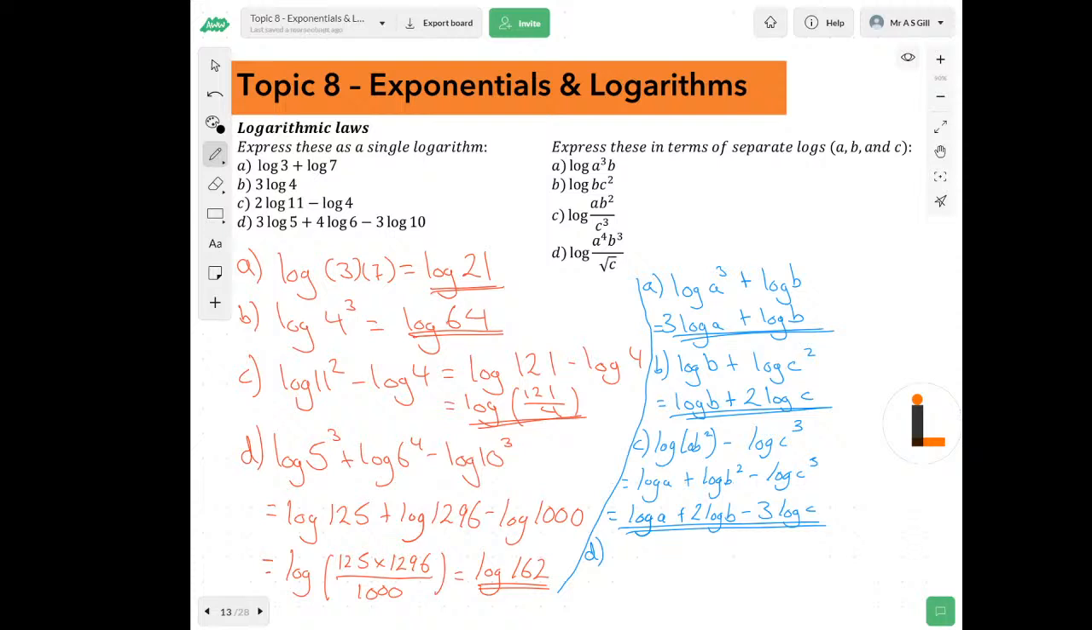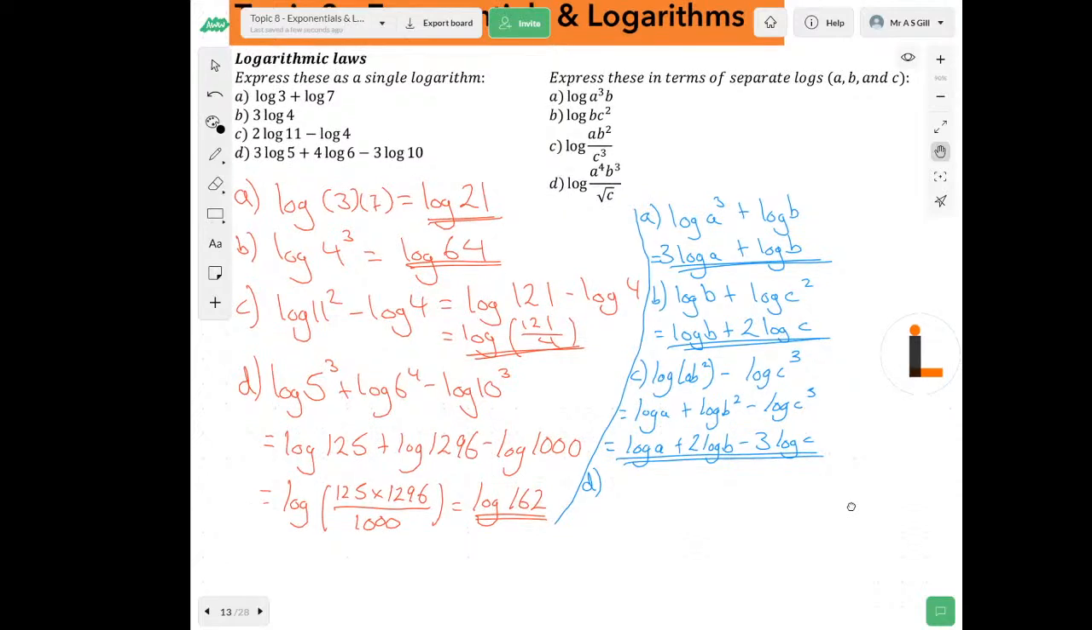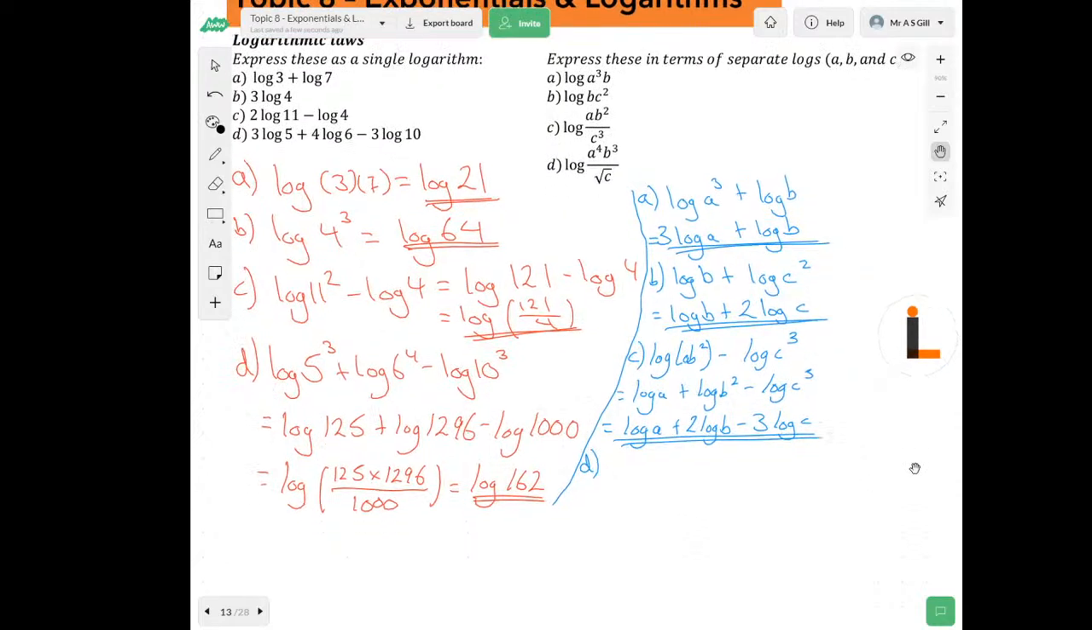And then lastly, question D, sorry, not log D, question D will follow a similar pattern to question C. So again, let's split up and get rid of the denominator first. So you get log of root C, and actually what we want to do as well is change this root C into index format.